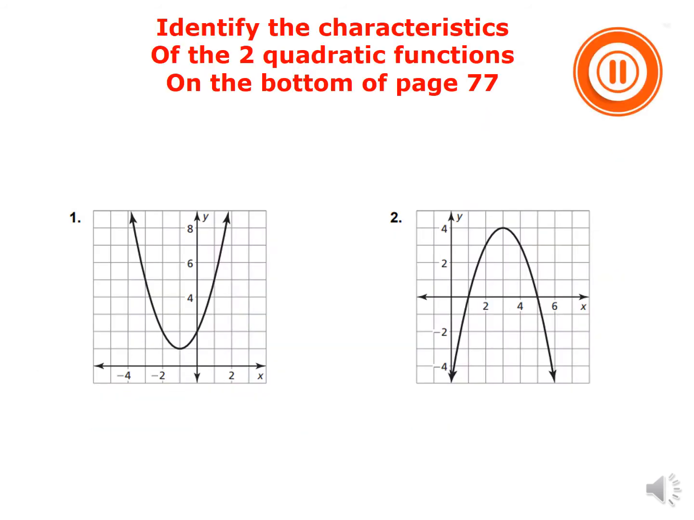All right. So identify the characteristics of the two quadratic functions on the bottom of page 77 in your journal. So you're going to identify all the different things about it. So push pause and see what you can find.